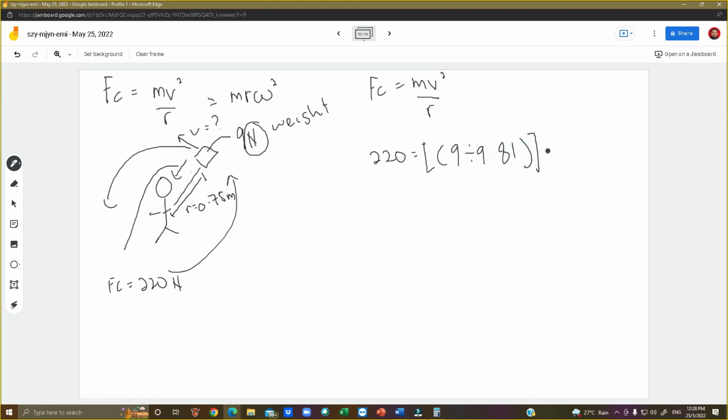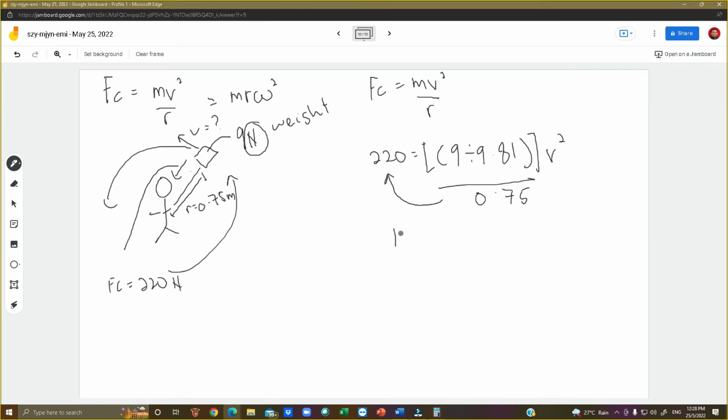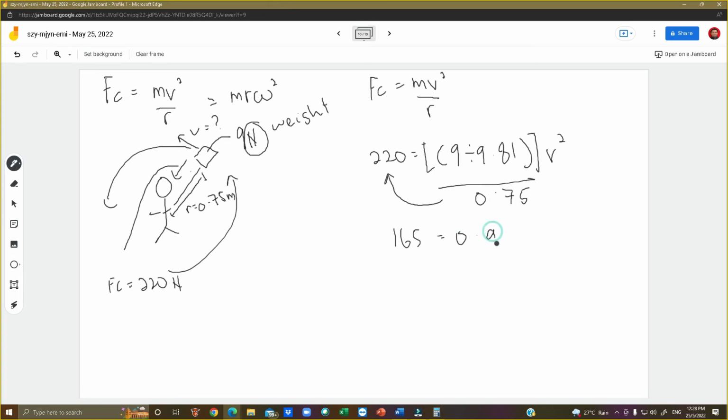Okay, and then we have v square. We don't have the v yet. And the r is 0.75. This one will be set to the left. So we have 0.75. We have 165 equals to 9 over 9.81. We have 0.92 v square. So the v is 165 over 0.92 and the square root of it.